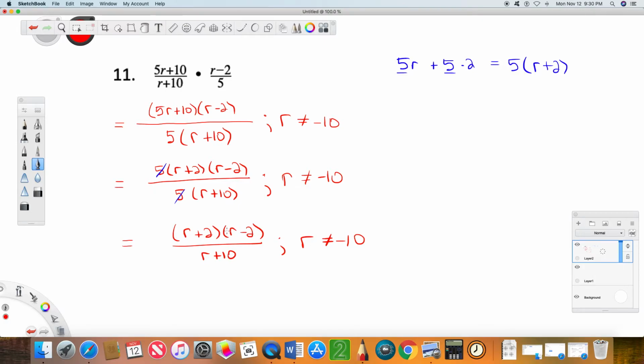I'm going to leave it in factored form. We work so hard to learn how to factor. We can gain so much information when we look at things in factored form, really, versus standard form, that I'm just going to leave my answer like this.